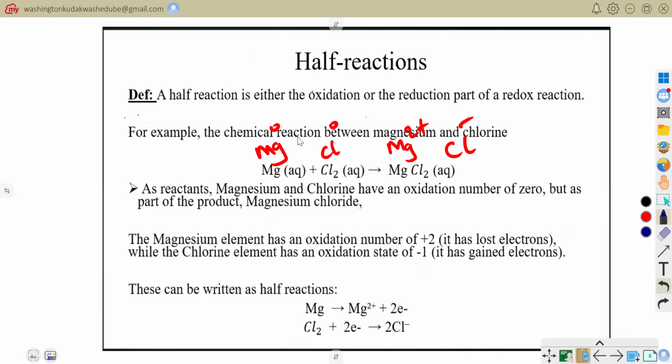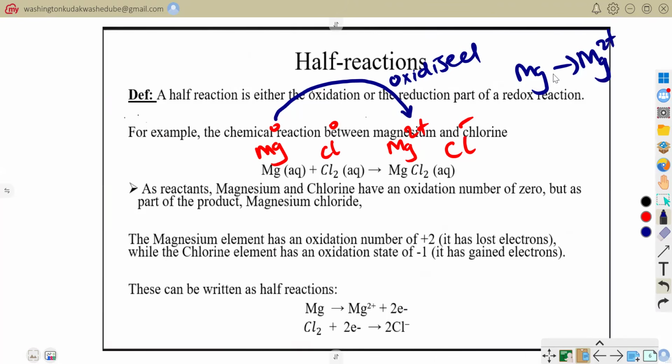Which simply shows that for magnesium there is an increase in the oxidation state. So this is oxidized. Since it's oxidized, it can form our oxidation reaction. When we oxidize something, it is losing electrons, so we are removing electrons. So magnesium has lost 2 electrons. So this becomes a half reaction, and this half reaction represents the oxidation part.